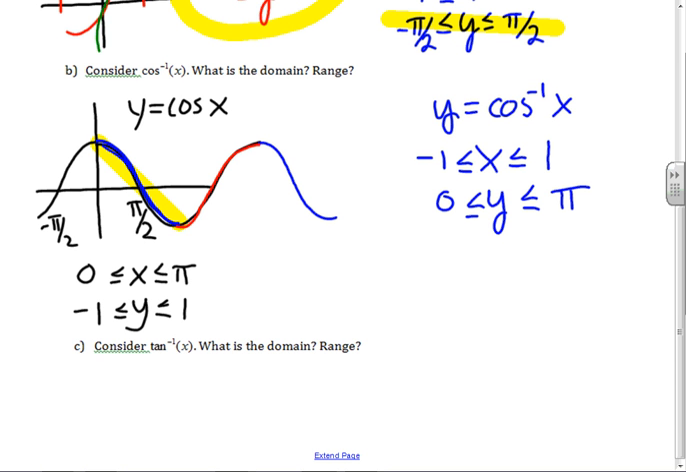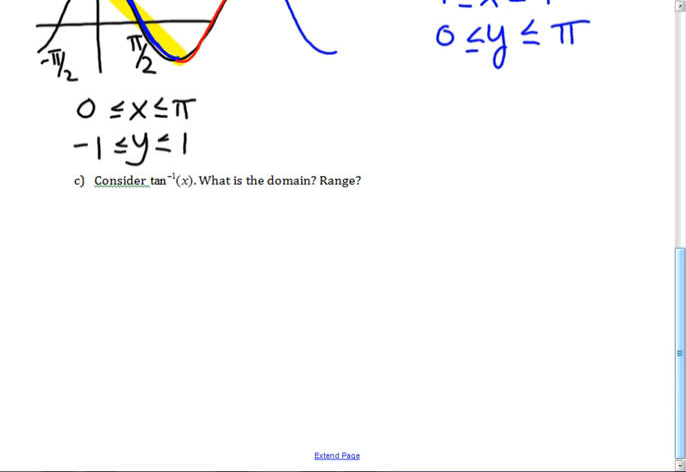So what about the tangent function? So when you get your answers out on cosine, you're going to have answers in the first or second quadrant. So what about y equals the tangent of x?